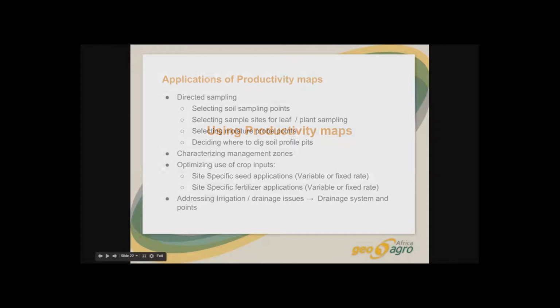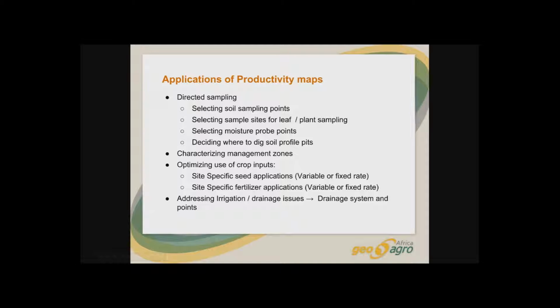So, using productivity maps. These are the main groups of applications. First is an excellent tool for directed sampling, to see where to focus. So selecting soil sampling points or sample sites for leaf sampling, moisture probe points, deciding where to dig soil profile pits. Everything you want to focus on in the field, it's an excellent tool for that.